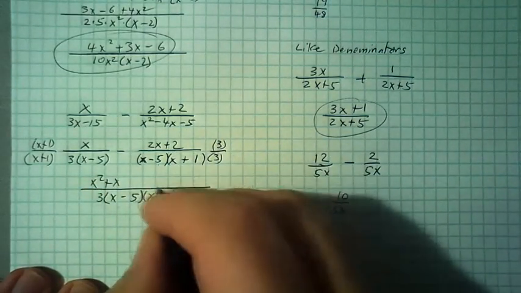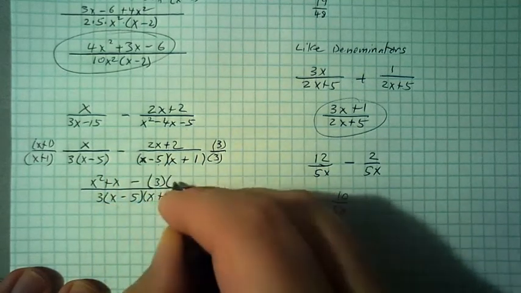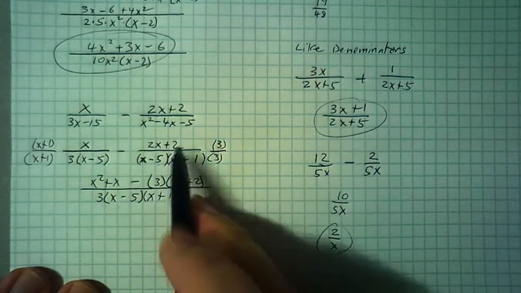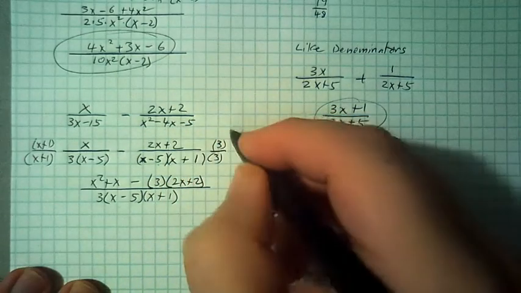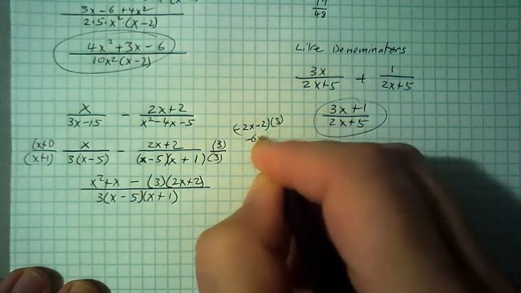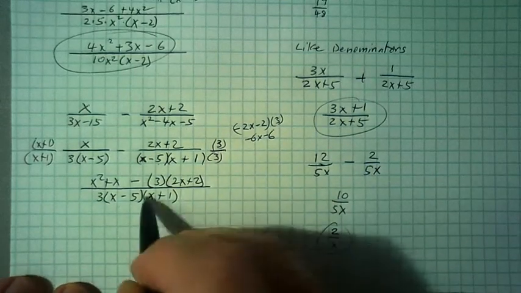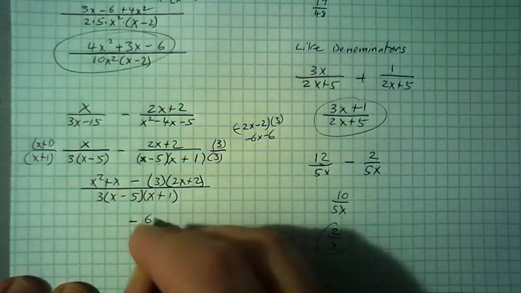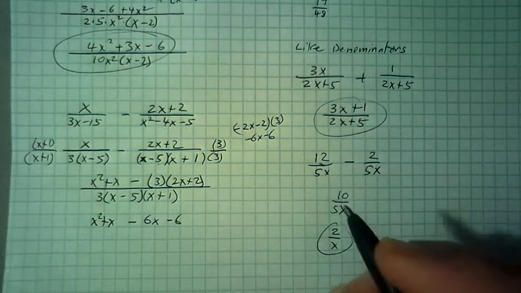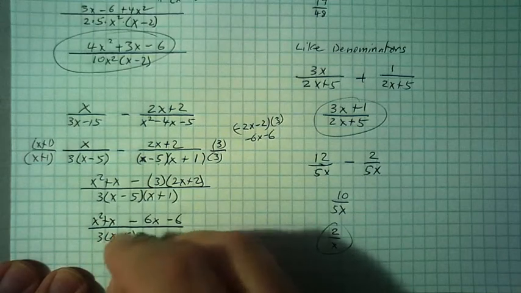And up here, that's minus 3 times 2x plus 2. When you're subtracting, make sure you distribute the subtraction sign. You could distribute it first and then multiply by 3. That would be negative 2x minus 2 times 3, which is negative 6x minus 6. Or you can attach the negative to the number you're multiplying, if it's just a number anyway. Either way, I'm going to get negative 6x and negative 6. And this is x squared plus x. And my denominator is 3 times x minus 5 times x plus 1.